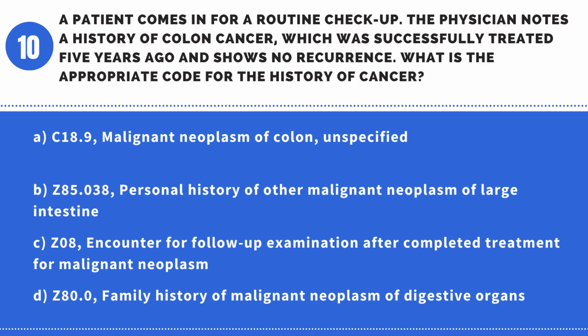Question 10. A patient comes in for a routine checkup. The physician notes a history of colon cancer, which was successfully treated 5 years ago and shows no recurrence. What is the appropriate code for the history of cancer? A. C18.9, malignant neoplasm of colon, unspecified.